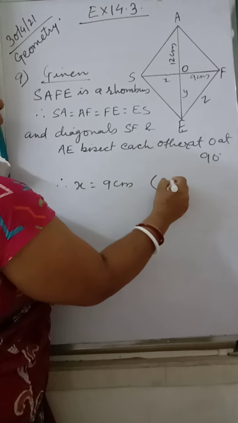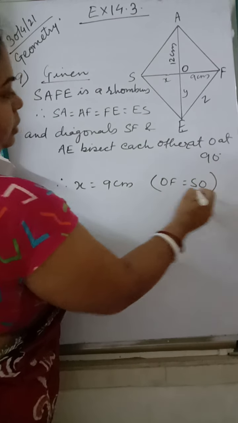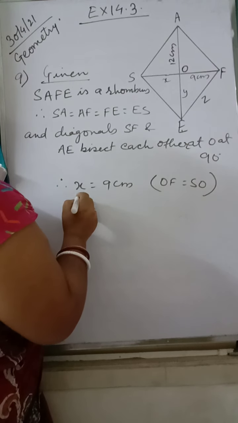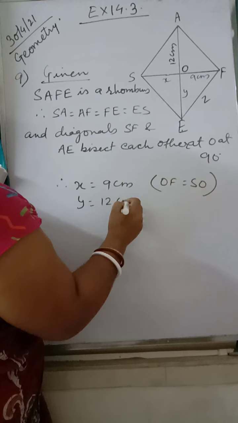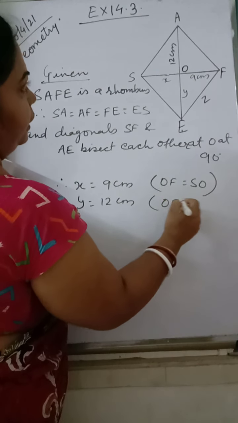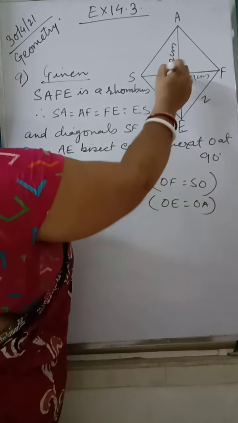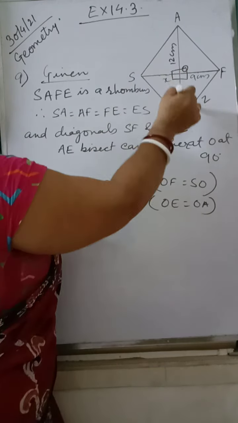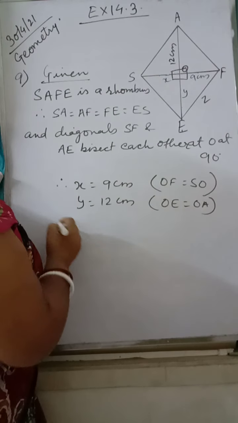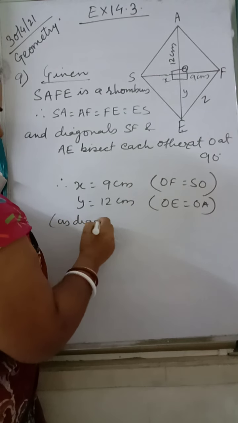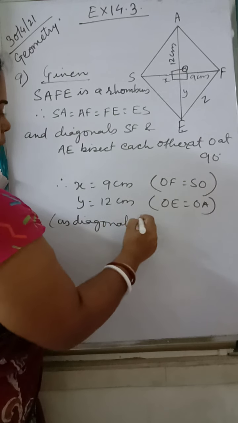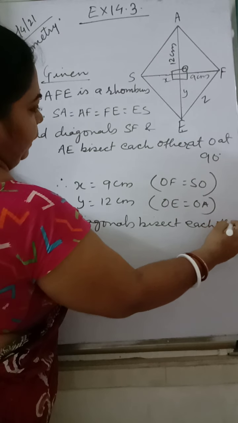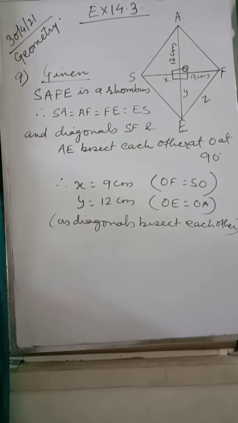Why? OF is equal to SO. Diagonals, they bisect each other. y is equal to 12 centimeter. Why? OE is equal to OA. The diagonals are bisecting each other. So if this is 9, this would be 9. This is 12 and this will be 12, as diagonals bisect each other. So if one part is 9, another part also would be 9.